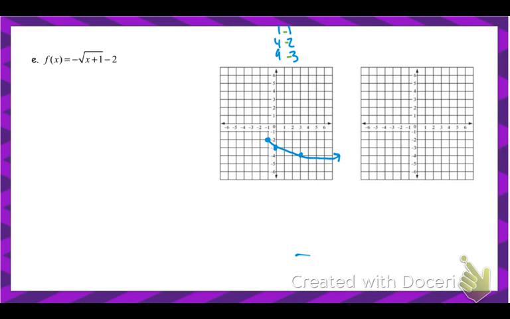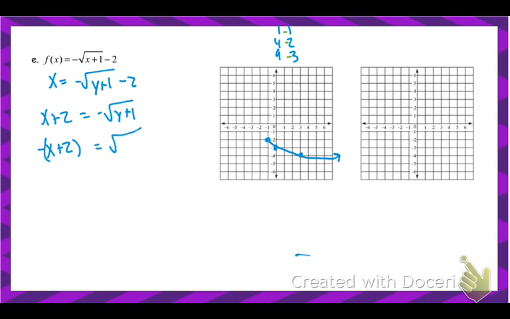So now let's go ahead and solve algebraically for our inverse. Now this isn't really the hard part. A lot of you guys are fine doing this. All right, so I'm going to add 2, multiply by a negative 1, we'll go ahead and square both sides.